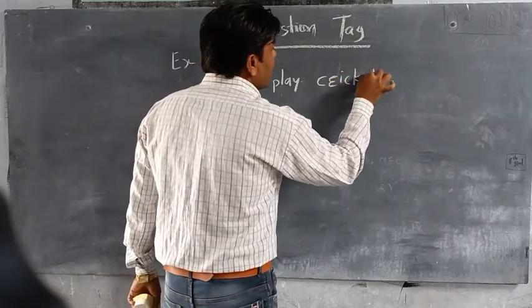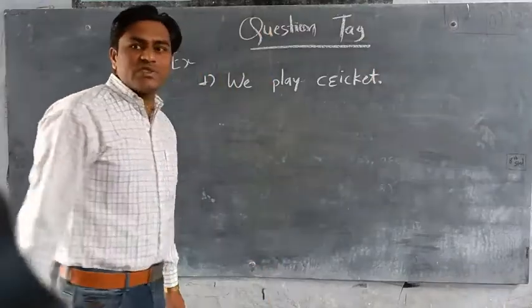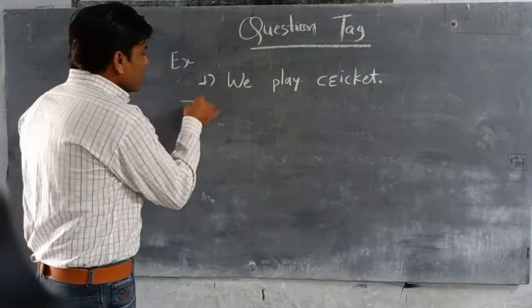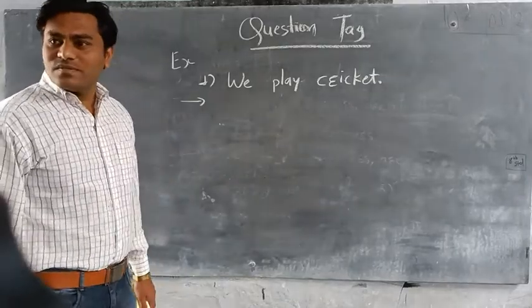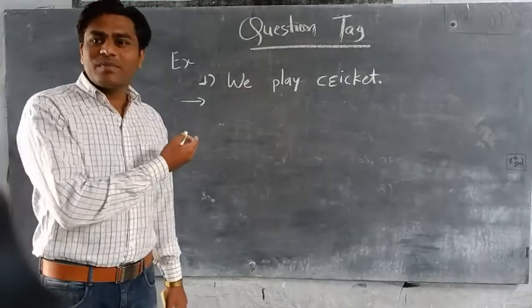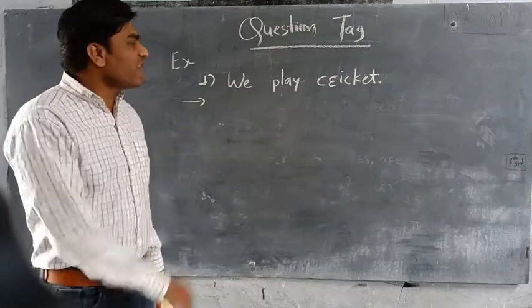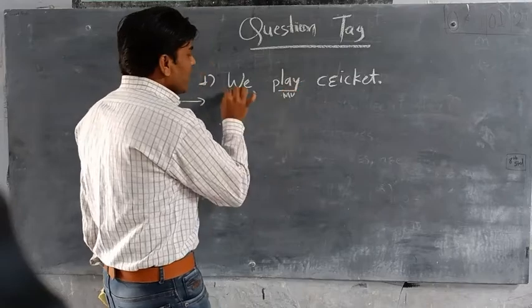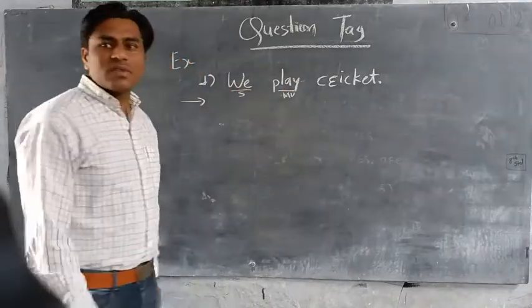It is a common example and very easy to understand. We play cricket. There is no auxiliary verb. Is there an auxiliary verb? No, it is not there. There is a main verb. It is the main verb. It is the subject. Getting?